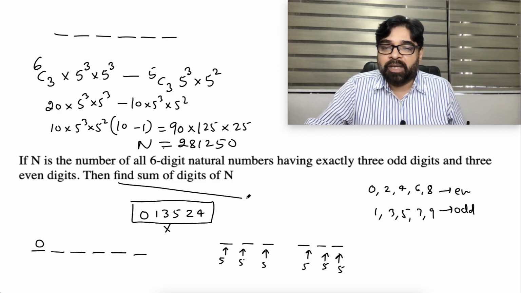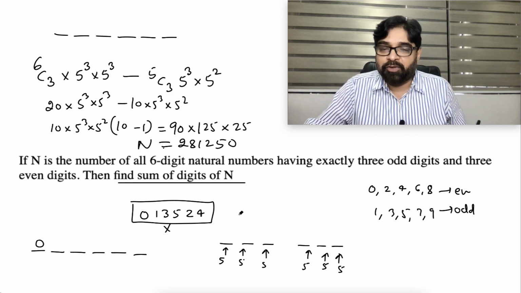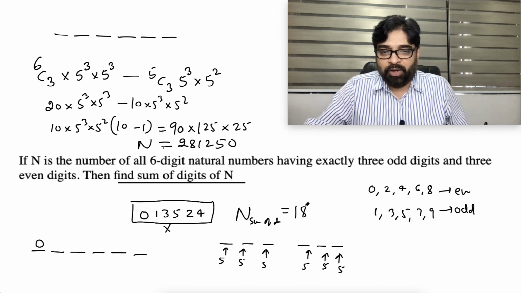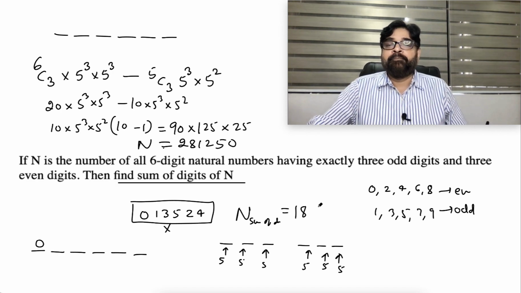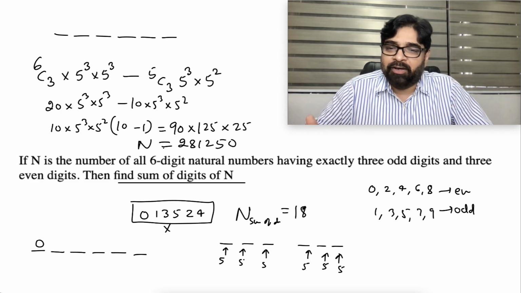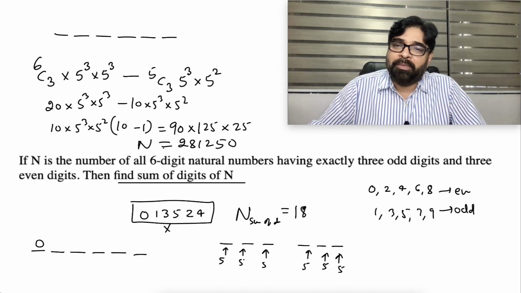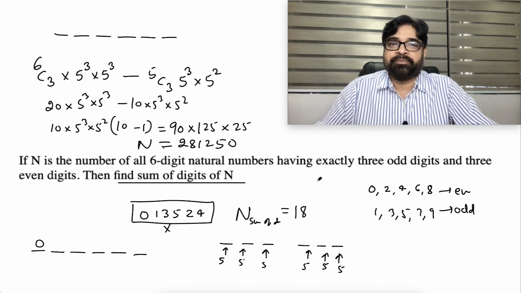But they ask for the sum of digits of N. Now nothing is left in the question. The sum of digits of N is 2 plus 8 is 10, plus 1 is 11, plus 2 is 13, plus 5 is 18, plus 0. So the answer will be 18. It's a very simple question. I take a lot of time to explain exactly what I'm doing. Otherwise, if you apply simple common sense, you get the answer. Understood?